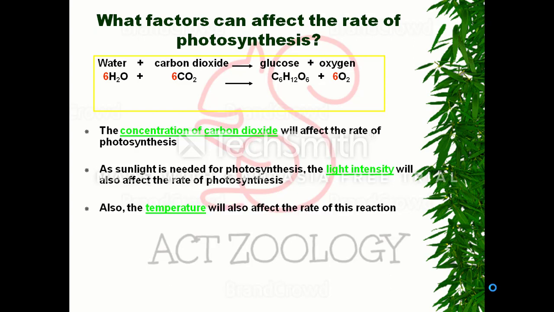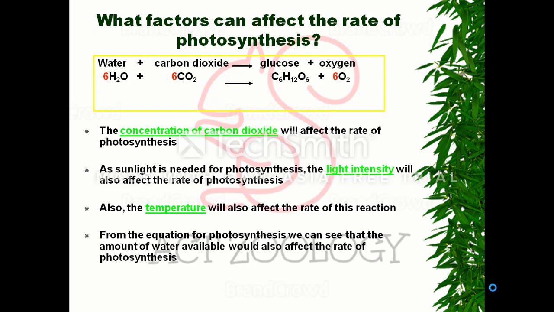As sunlight is needed for photosynthesis, the light intensity will also affect the rate of photosynthesis. Also, temperature is one of the essential factors which can affect the rate of the reaction. From the equation for photosynthesis, we can see that the amount of water available would also affect the rate of photosynthesis. So these are the four factors: concentration of carbon dioxide, light intensity, temperature, and the amount of water.